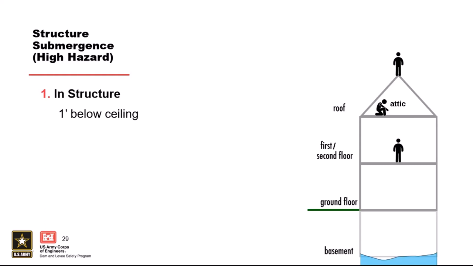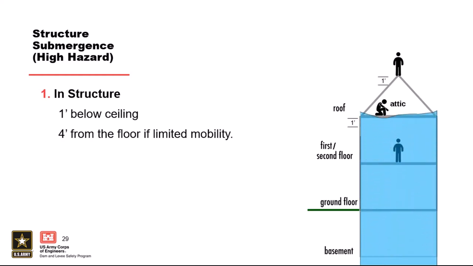So with that in mind, if somebody's in a structure and they're able-bodied, that submergence criteria is going to be based off of the depth from the ceiling. And the default is a triangular distribution, with the most likely being 1 foot from the ceiling. The idea there is that people are going to be able to get up on things. They're going to be able to get their head up above that water. If they have limited mobility, it's based off of depth from the floor, right? If I'm in a wheelchair, I can't get up on something and get my head above that water. So I'm kind of stuck. I'm kind of trapped. So therefore, the submergence criteria is based off the depth from the floor.